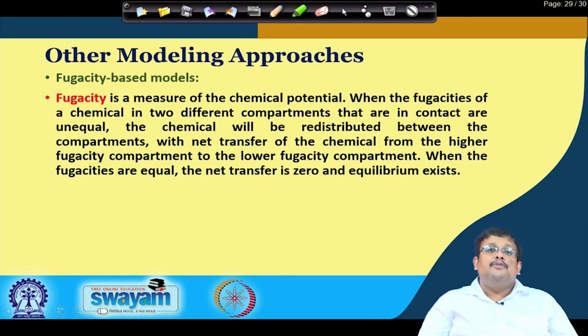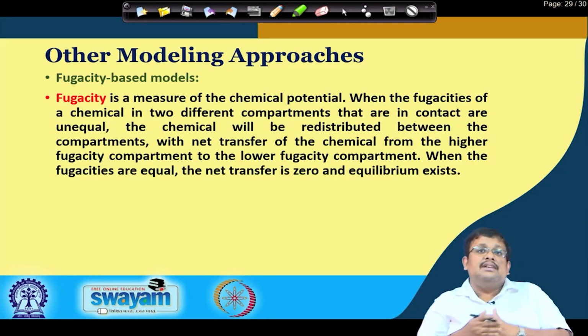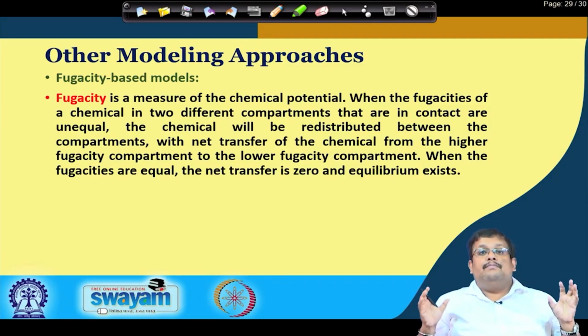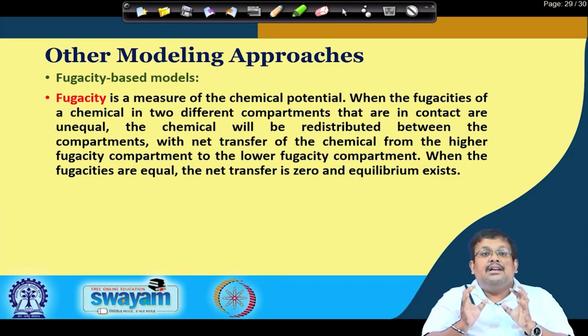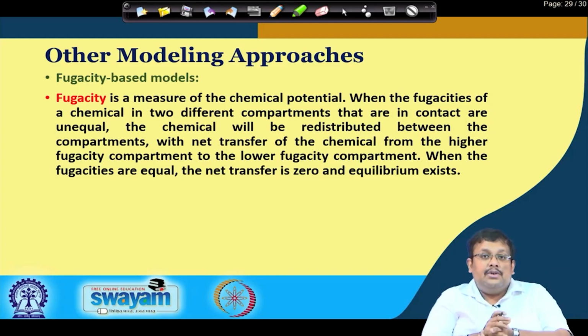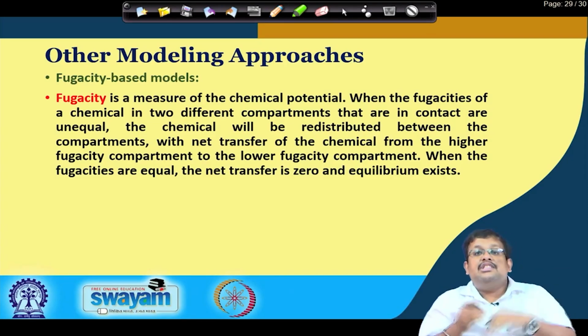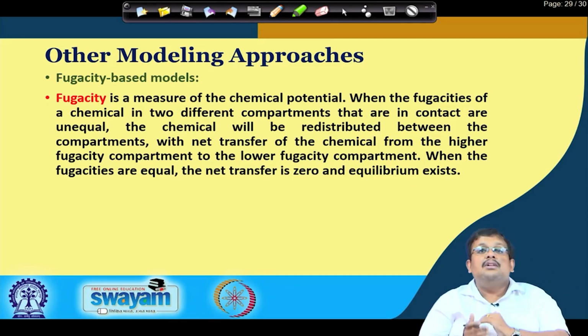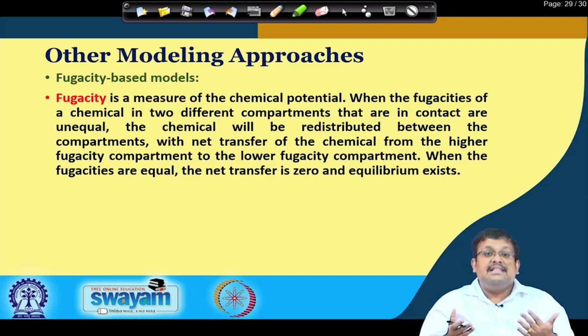The next is fugacity based models, but before going to the fugacity based model, let us discuss what we mean by fugacity. Now, fugacity is the measure of the chemical potential. When the fugacities of a chemical in two different compartments in contact are unequal to each other, the chemical will be redistributed between the compartments, with net transfer of chemical from the higher fugacity compartment to the lower fugacity compartment. When the fugacities are equal, the net transfer is 0 and equilibrium exists.